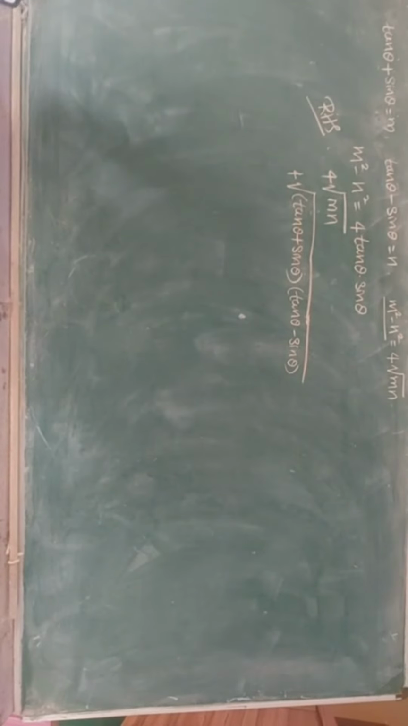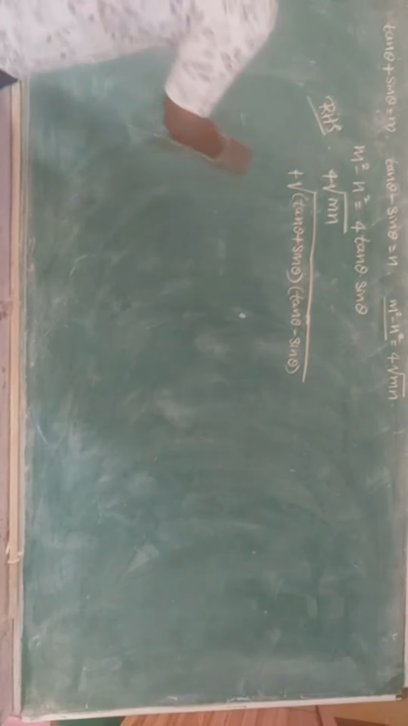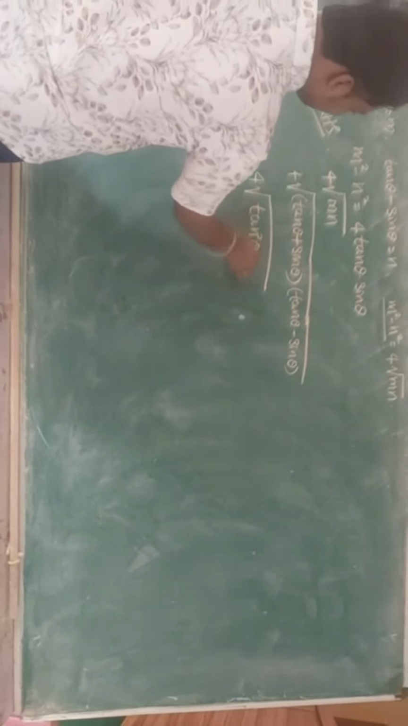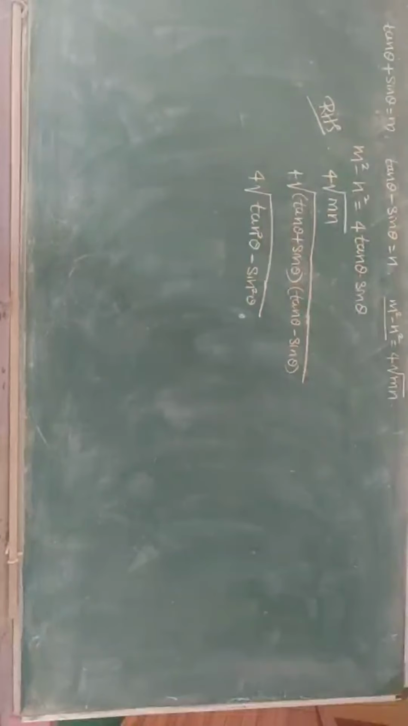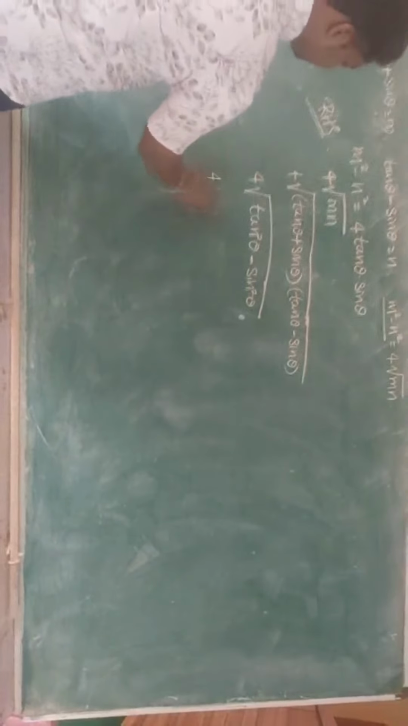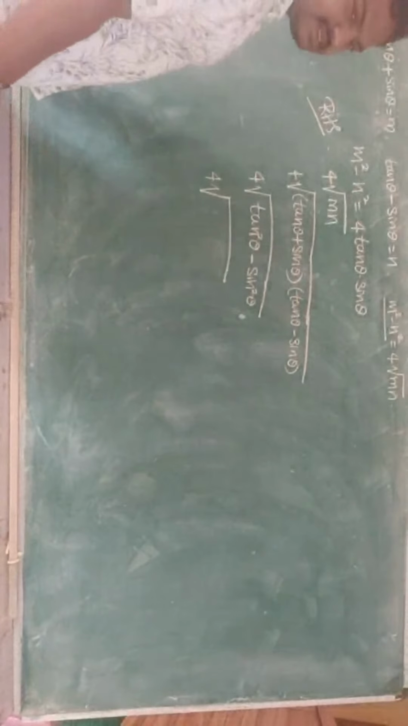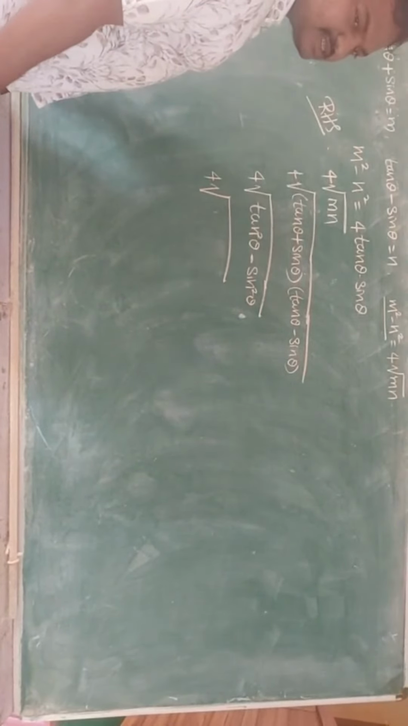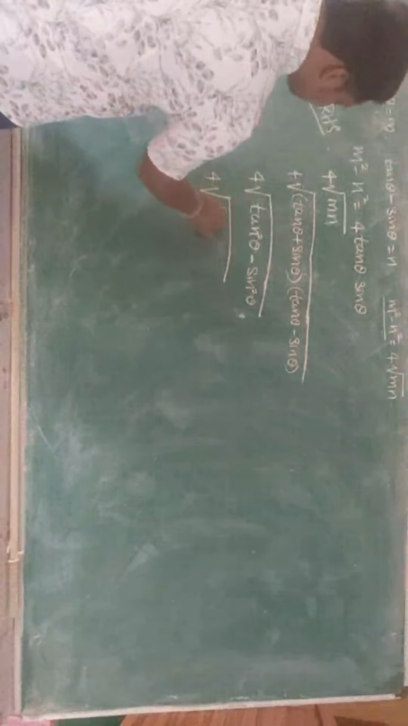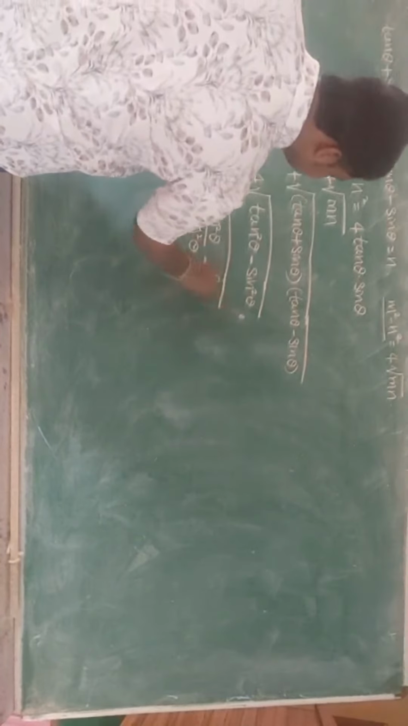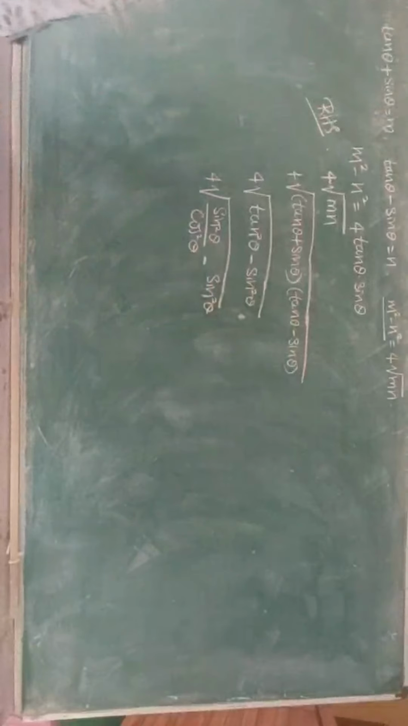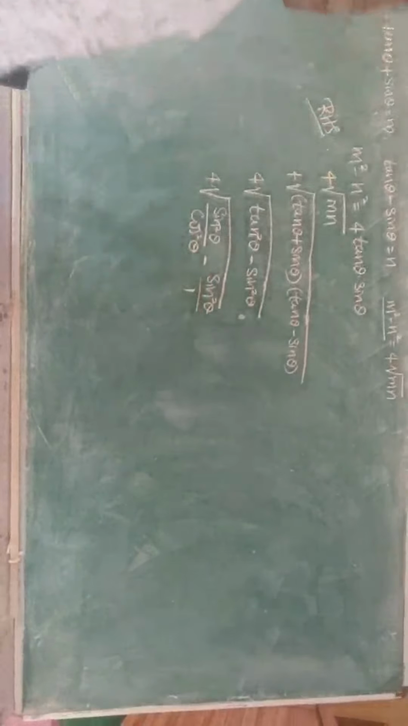So it's in the form of a plus b into a minus b, right? Can I write a square minus b square? Yes. 4 into root tan square theta minus sin square theta. Am I right? Yes. Now 4 under root, tan square theta is sin square theta divided by cos square theta, minus sin square theta upon 1.